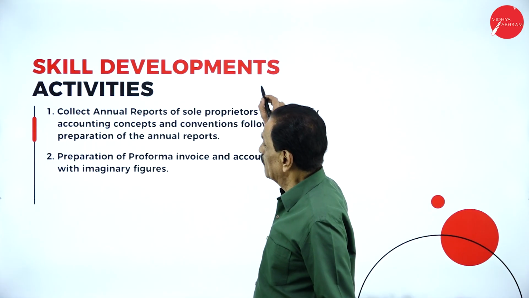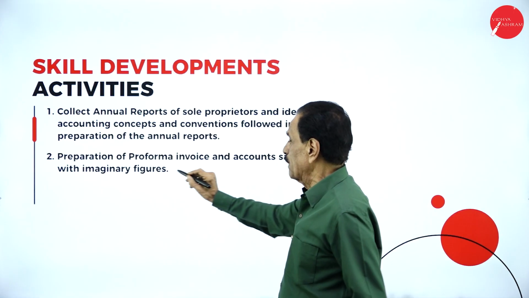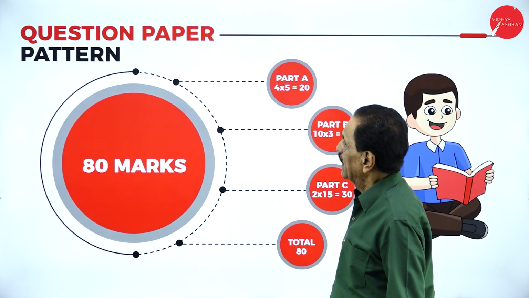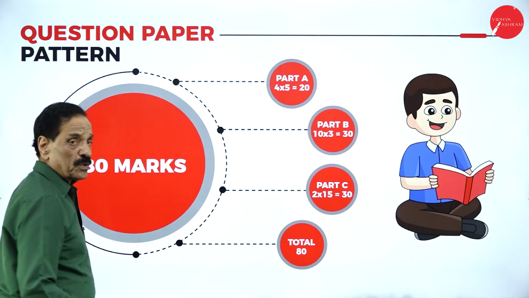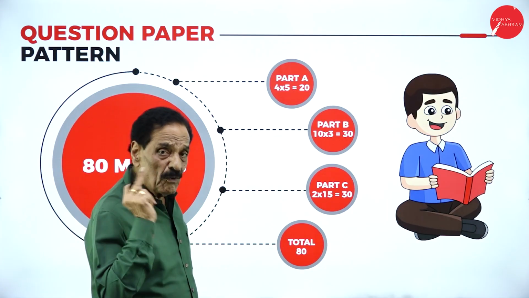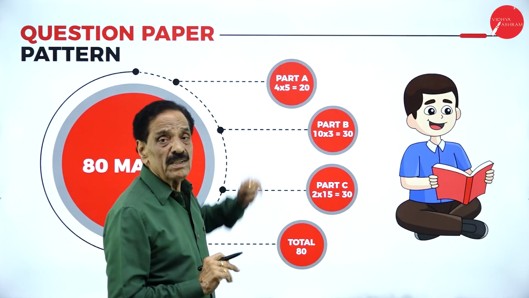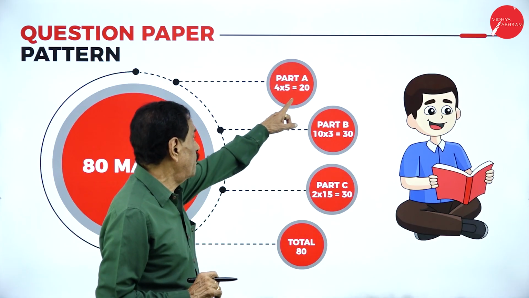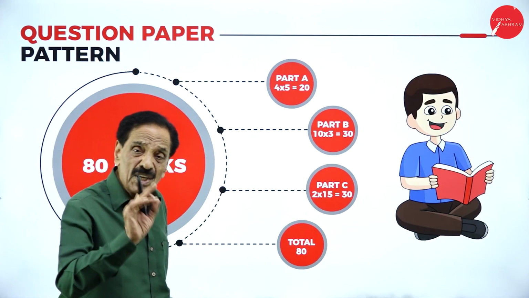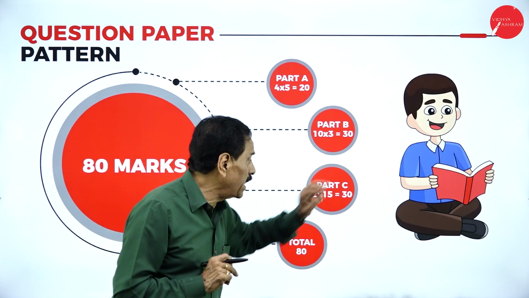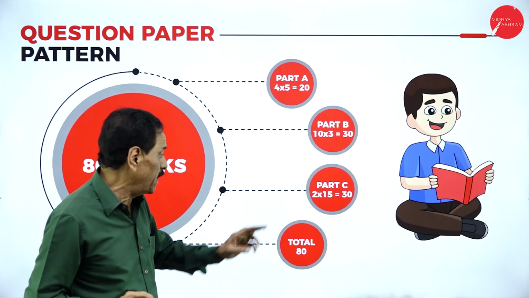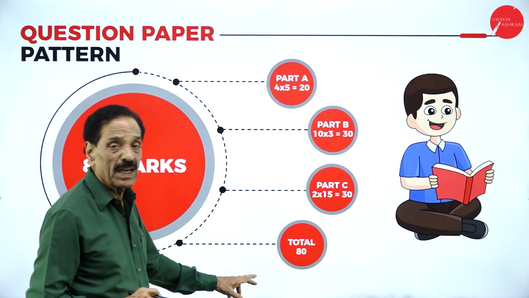Then skill development: collect the annual reports, prepare pro forma invoice and account sales with imaginary figures. Then question paper pattern, out of 100, 80 marks goes to paper. Part A, you have to answer 4 questions, each carrying 5 marks. 4 into 5, 20. Then part B, you have to answer 3, each carrying 10 marks. 10 into 3, 30. Part C, you have to answer any 2, each carrying 15. 15 into 2, 30, totally 80 marks.